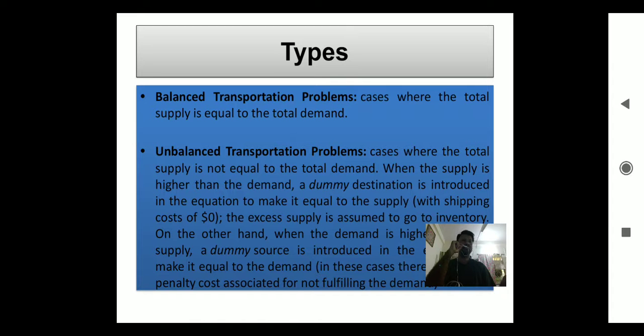Whatever the balance of supply minus demand is, we have to add to that demand, and all the costs are 0. The excess supply is assumed to go to inventory.